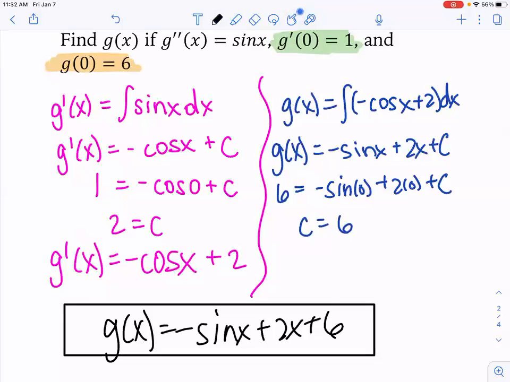Okay, so your homework is gonna be fairly straightforward. You have some book problems that are gonna ask you to solve for the particular solution.